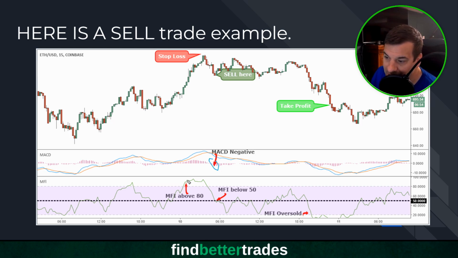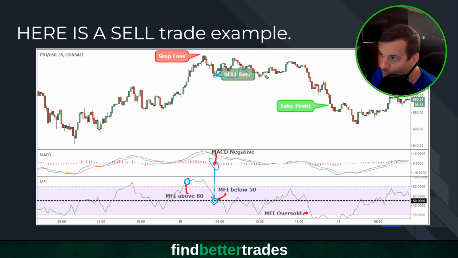You need to have the MFI over 80, which is your first step, right? So step number 1, MFI over 80. This obviously is going to be over 80 for a sell. Then you're going to want to wait for the MACD to go negative. So right there. And then remember, MFI, this actually happened pretty close to the same time. MFI below 50. Take the trade.